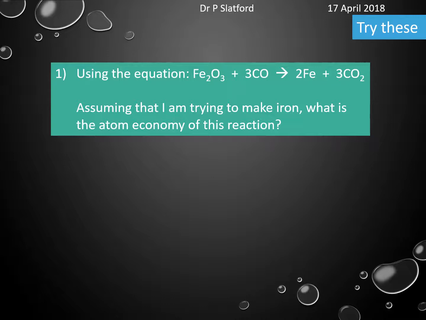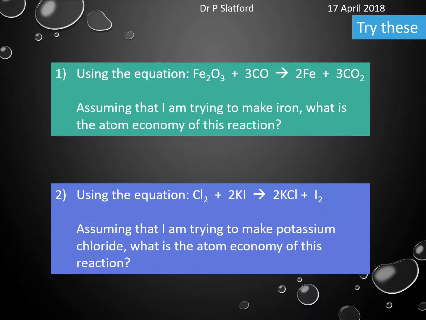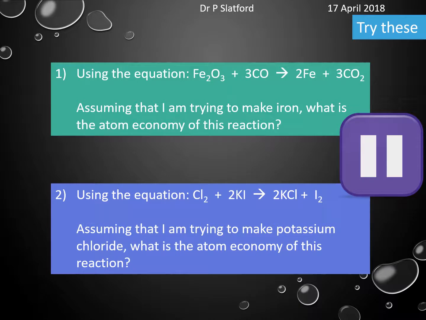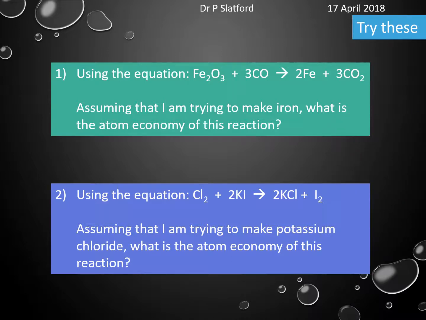So, got a couple of problems for you to try. If you react iron oxide with carbon monoxide, you make iron and carbon dioxide. Assuming you're going to try and make iron, what is the atom economy of that reaction? And using this displacement reaction now of chlorine and potassium iodide, you're going to make potassium chloride and iodine. Assuming that you want the potassium chloride, what is the atom economy of this reaction? So pause the slideshow. I said pause. Thank you.